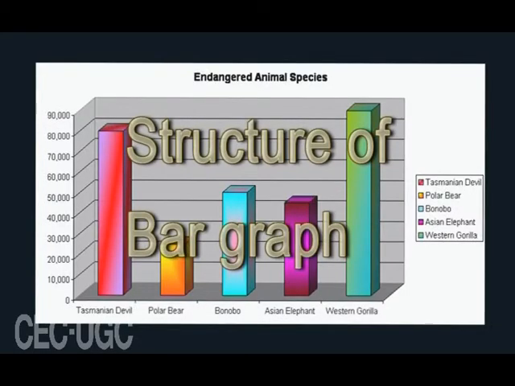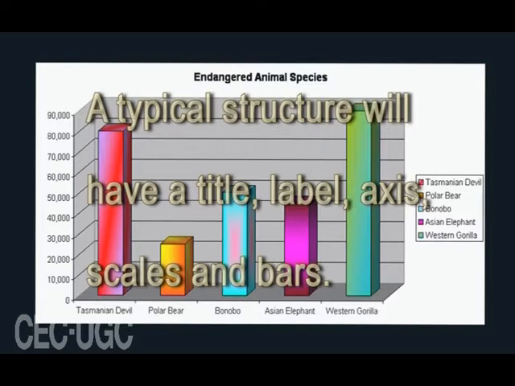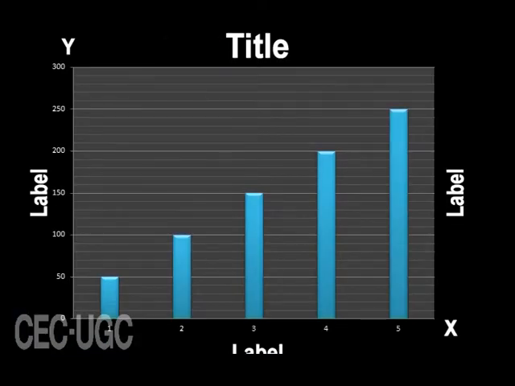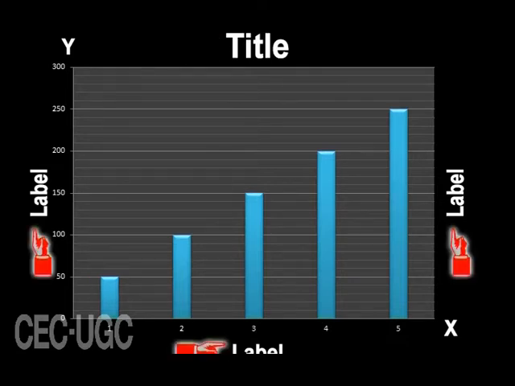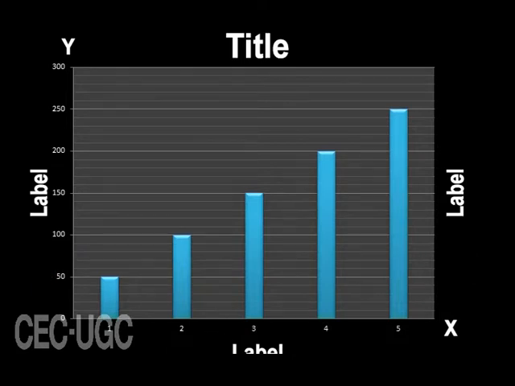Structure of bar graph. A typical structure will have a title, label, axis, scales, and bars. The title refers to a few key words that explains what the graph is about. Label. Both the side and bottom have a label that tells what kind of data is shown. Axis. The x-axis is the line running from left to right as it is horizontal. The y-axis is usually the line that runs from up to down as it is vertical.